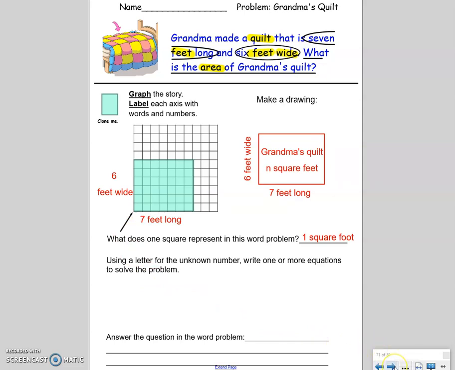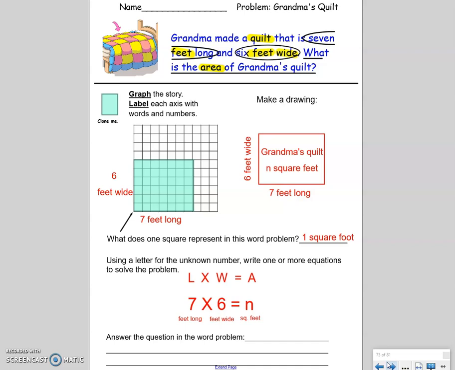Of course, we'll multiply. We know that to find the total area of a rectangular object, you multiply the length times the width. That's the total area. In this problem, the quilt is 7 feet long and 6 feet wide. So what multiplication equation will we write to solve this? Absolutely, we'll write the equation 7 feet long times 6 feet wide equals n, the total number of square feet.